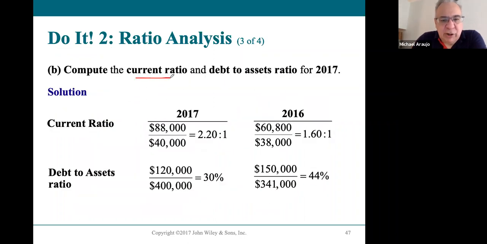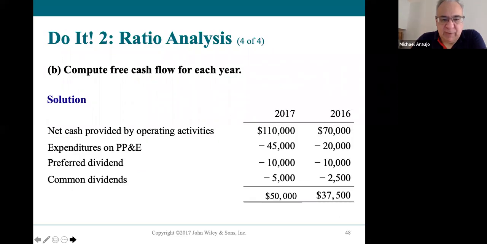Okay. Current ratio, debt to asset ratio. Current ratio, as you know, is simply current assets compared to current liabilities. Here's your numbers listed here. Debt to asset ratio, total liabilities compared to total assets. We don't have to worry about free cash flow.